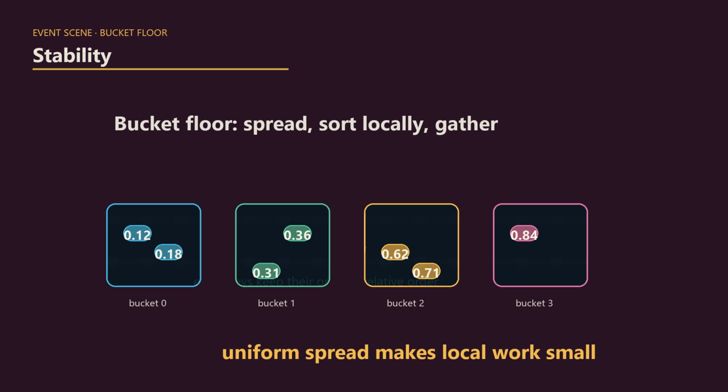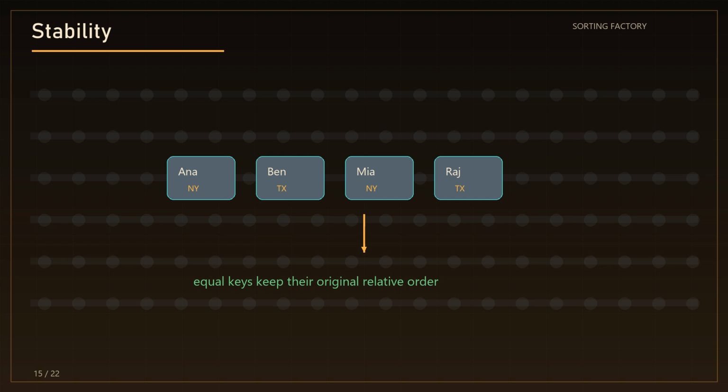Stability means equal keys keep their original relative order. Stable multi-key sorting works from the least important key to the most important key. To sort by city, then name inside each city, sort by name first, then stably sort by city. A stable sort preserves the existing name order inside each city. Stability is invisible when keys are unique, but very important when sorting records in multiple passes.